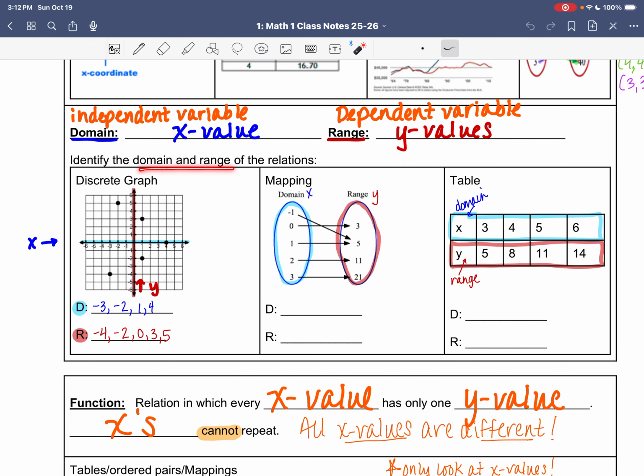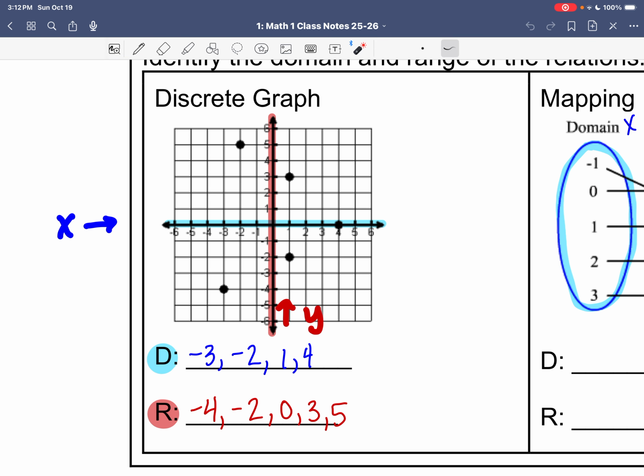We're going to identify the domain and range of the relations. So for this, you've got a couple options. If you're looking at your x's, I usually go left to right. So I'm going to look until I see, oh, yep, there's a point on -3. Then I keep going, oh, there's a point on -2. And then I keep going this direction. Oh, I've got 2 points on 1, but I'm only going to write 1. We don't need to write repeats, and then I keep going, and I land at 4. So that's your x's.